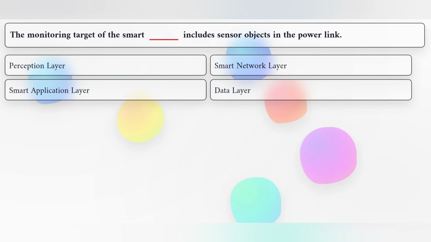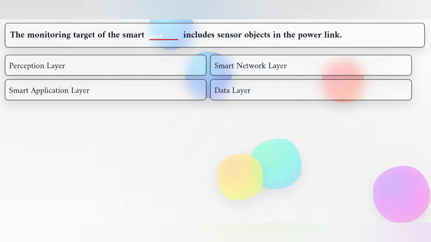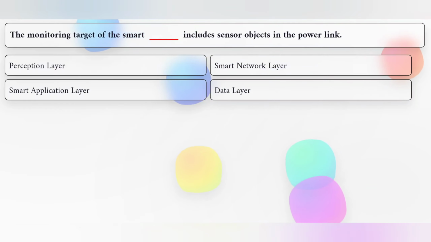The monitoring target of the smart blank includes sensor objects in the power link. Perception layer, smart network layer, smart application layer, data layer.